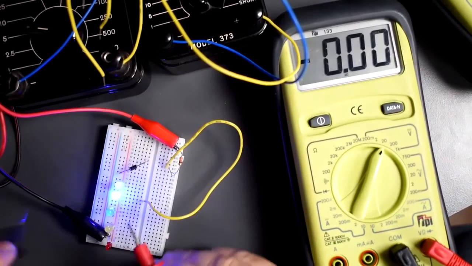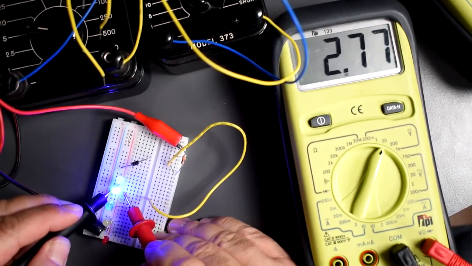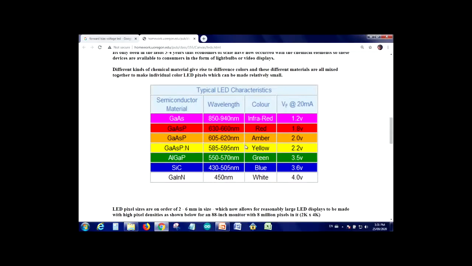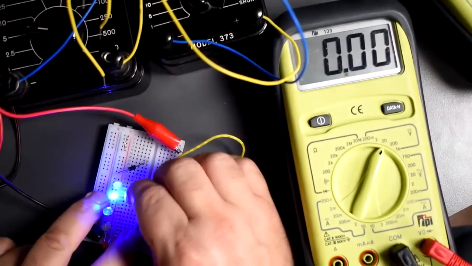Okay, here's the blue diode. 2.77, 2.8. This was not very accurate. So there is something. Maybe there's a different manufacturer here. Right. Let's continue with the white.